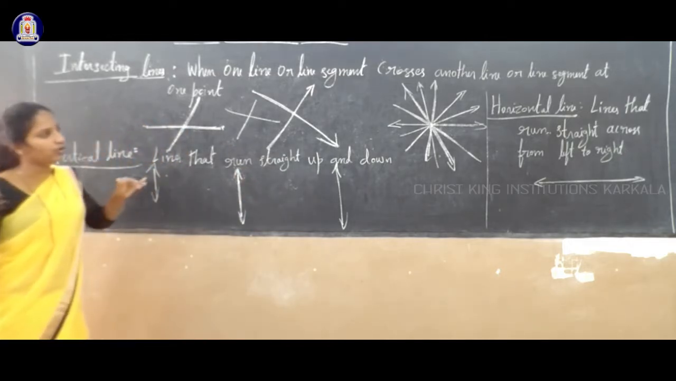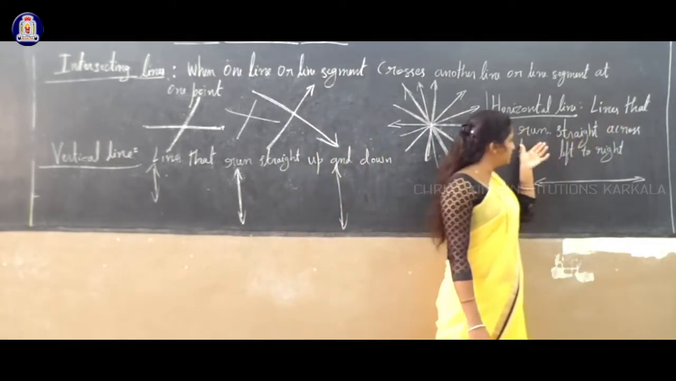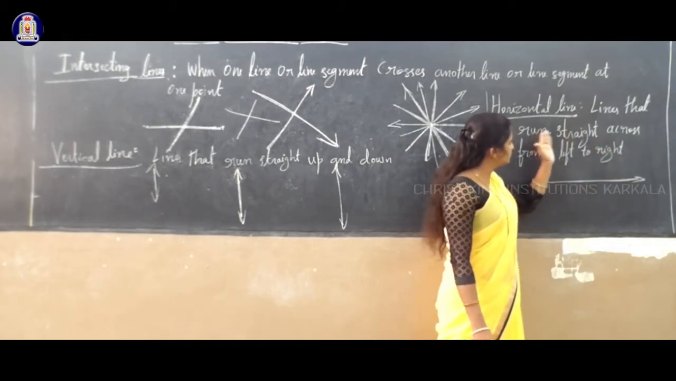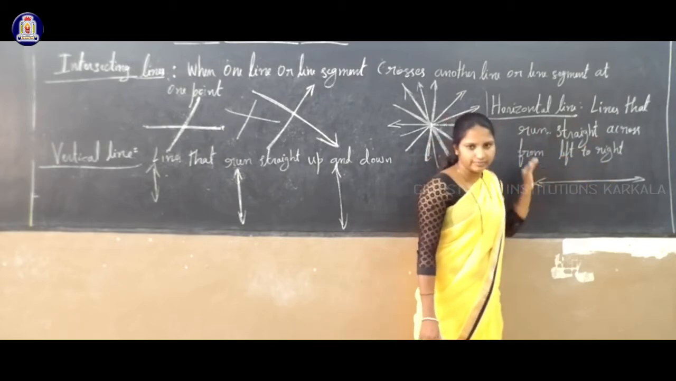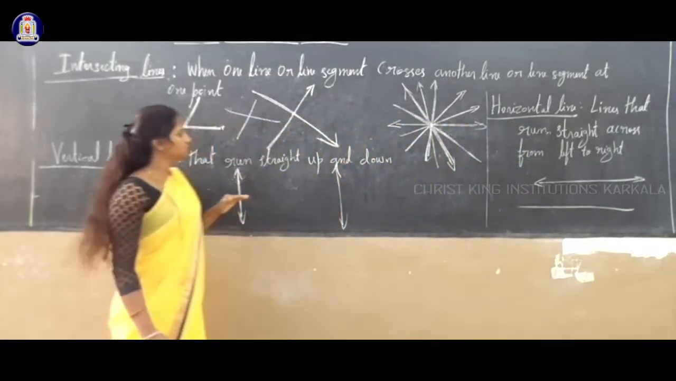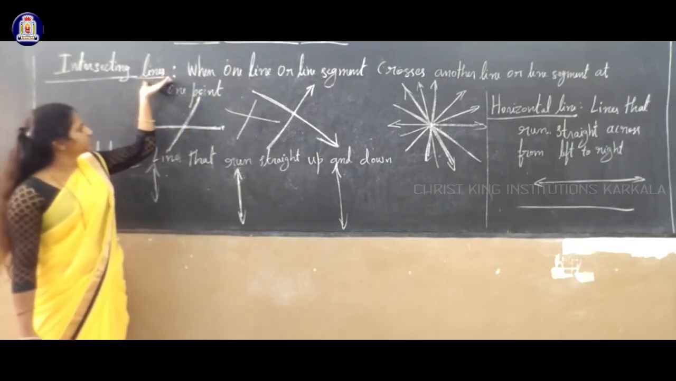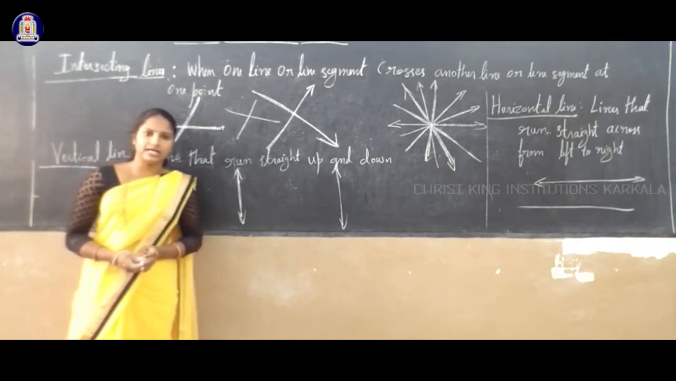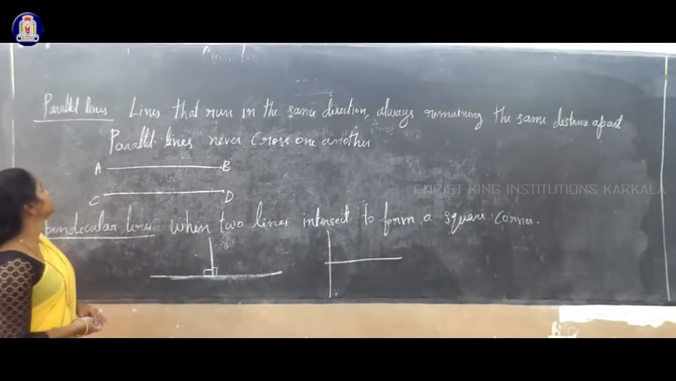Next, the horizontal line. What is a horizontal line? It means lines that run straight across from left to right. This is straight, right? Across from left to right. So this is a horizontal line. Clear? So this is a vertical line. Understood? These are intersecting lines, vertical line, horizontal line. Next we'll see what parallel lines and perpendicular lines are.